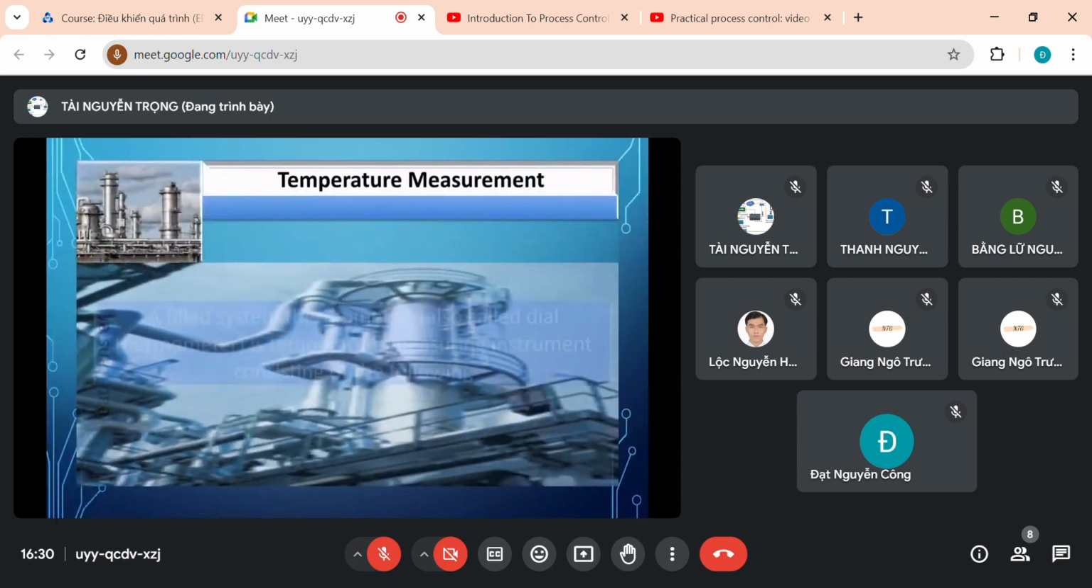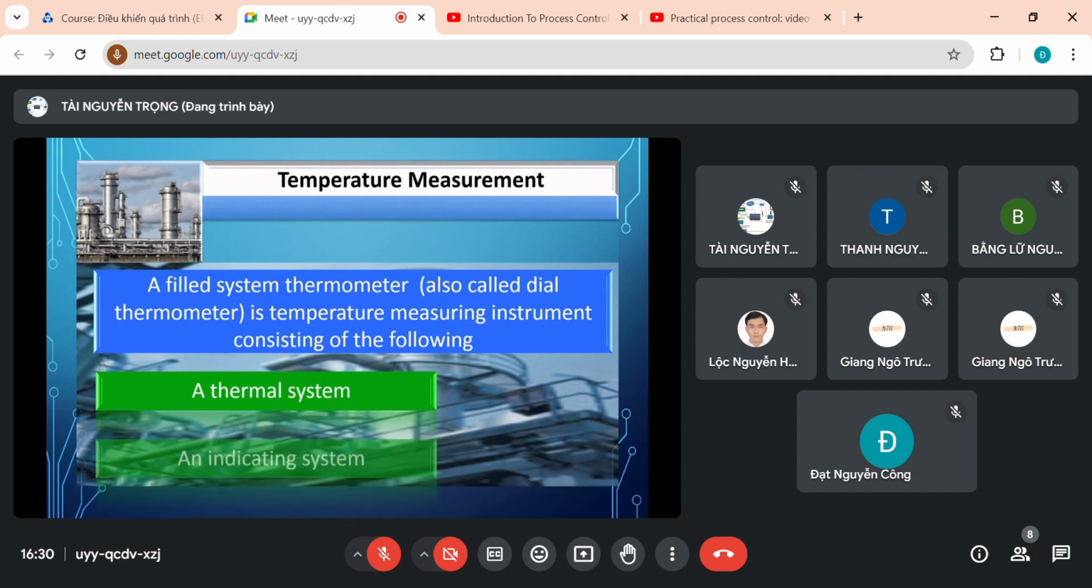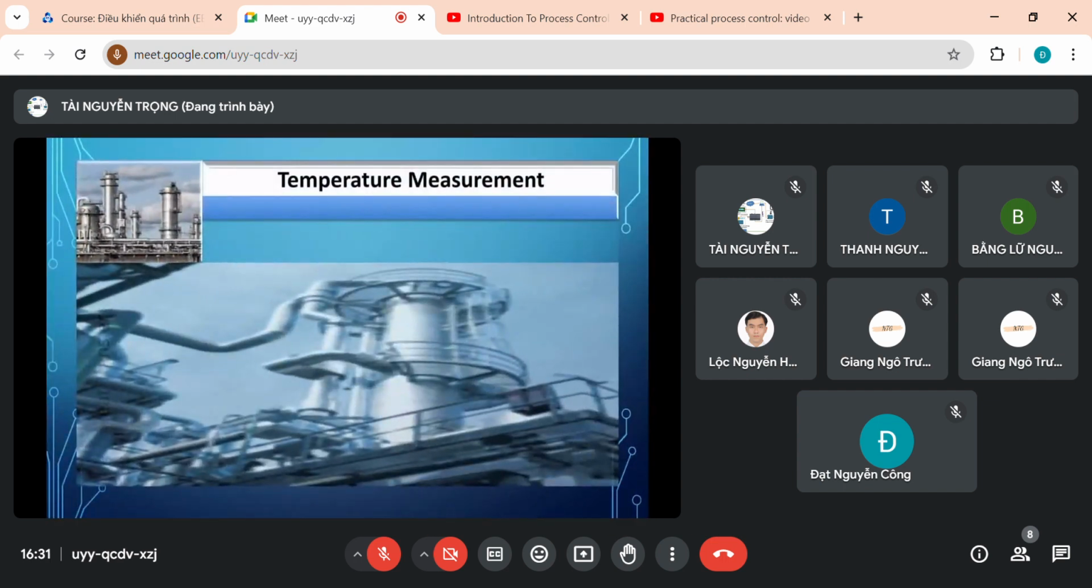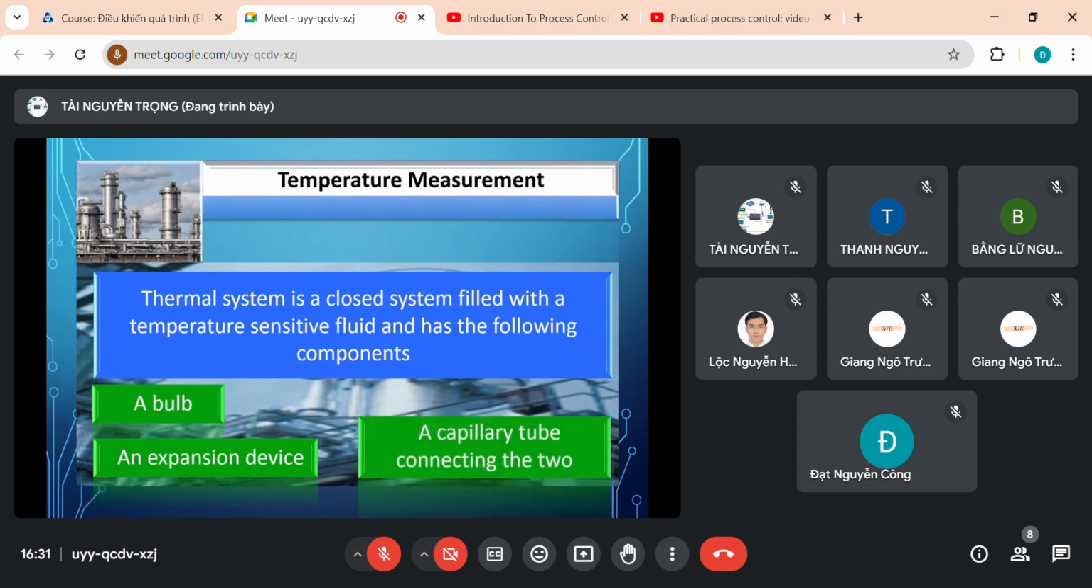A filled system thermometer, also called dial thermometer, is a temperature measuring instrument consisting of the following: a thermal system and an indicating system. A thermal system is a closed system filled with temperature sensitive fluid and has the following components: a bulb, an expansion device, a capillary tube connecting the two.